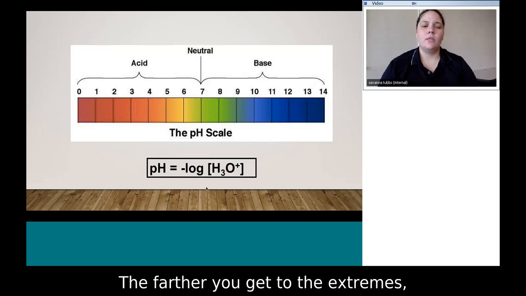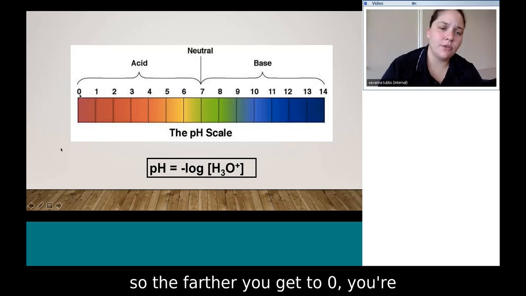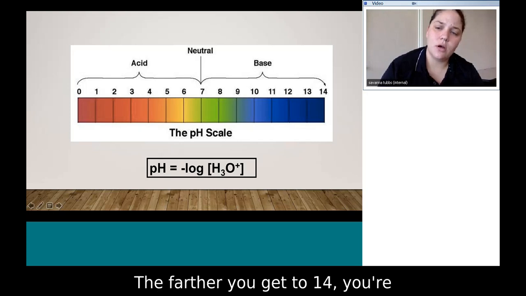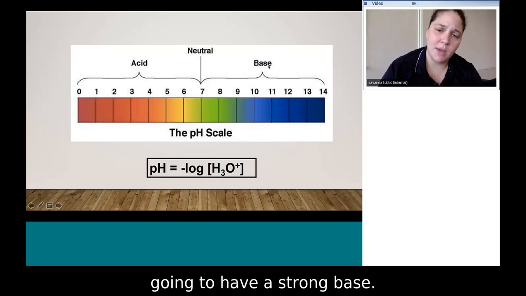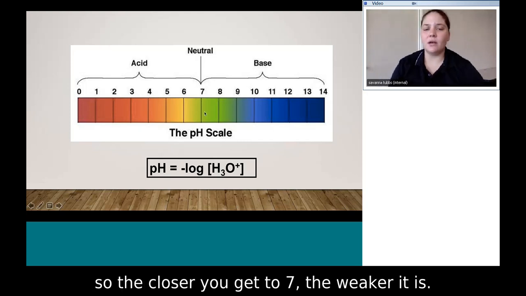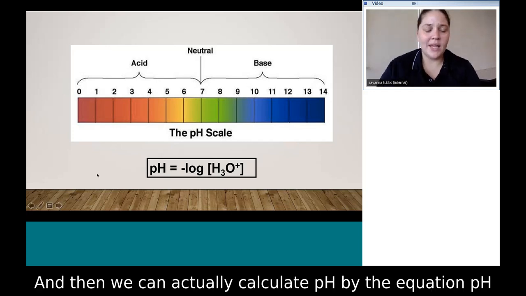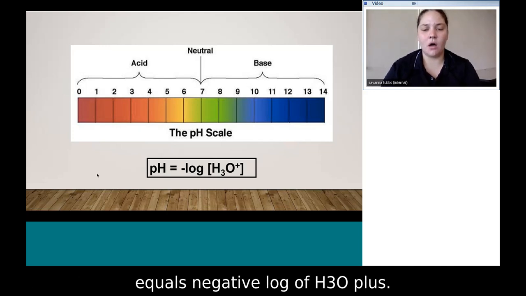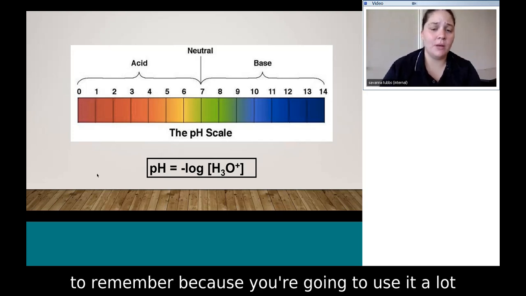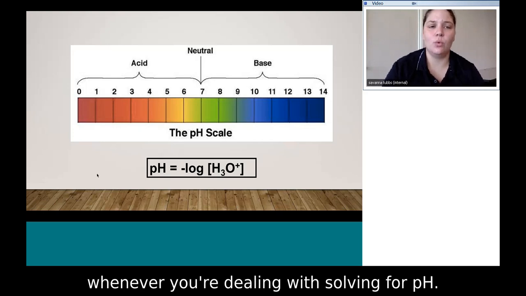The farther you get to the extreme, so the farther you get to 0, you're going to have a strong acid. The farther you get to 14, you're going to have a strong base. The closer you get to the neutral measurement, so the closer you get to 7, the weaker it is. And then we can calculate pH by the equation pH equals negative log of H3O plus. This is really important to remember because you're going to use it a lot whenever you're dealing with solving for pH.